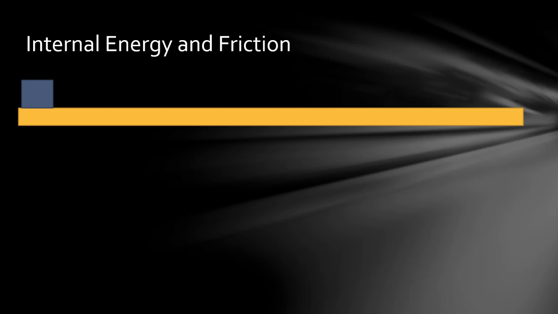Internal energy and friction. This block that we see on the table here is given an initial velocity to the right. The block then slows to a stop. So the block started with kinetic energy, but ended with no energy. Where did it go? The energy is lost due to friction between the block and the table.